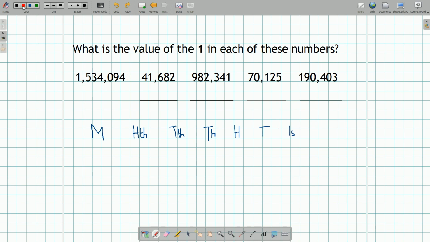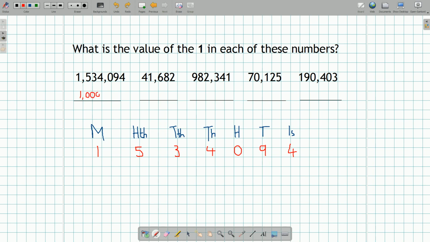Going back to red this time. Red for power. So what is the value of the 1 in each of these numbers? So we're looking at the 1 digit this time. Our first number is a big one. 4 in the ones, 9 in the tens, nothing at all in the hundreds, 4 in the thousands, 3 in the 10,000s, 5 in the 100,000s, and 1 in the millions. So it has a value of 1 million, that one.